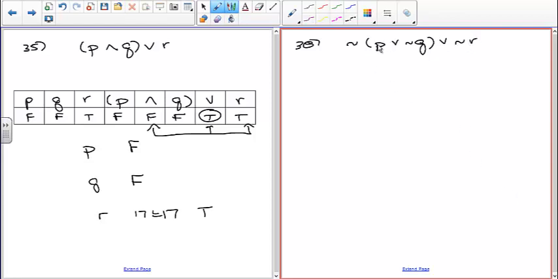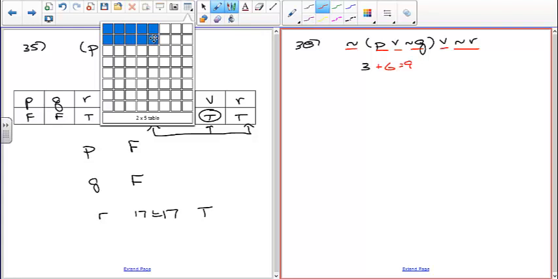So again, we have three letters, P, Q, and R. We don't worry about the not statements at this point. So we need three columns for the P, Q, and R. And then the number of columns we need to write this whole thing out. We need one for that, one for that, one for that, one for that, one for that, and one for that. This negation here is negating everything that's inside that parentheses. So 1, 2, 3, 4, 5, 6. So we need 6. So we need nine columns. So we're going to make 1 2 by 5.